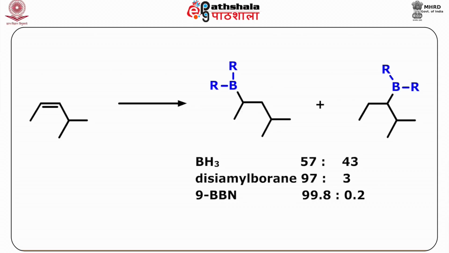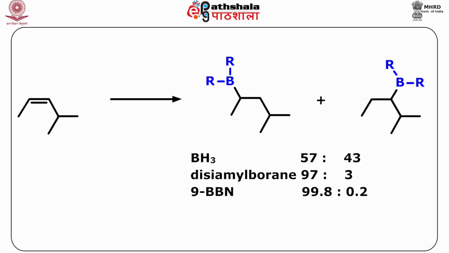You can see here with BH3 it is 57% of the first product and 43% of the second. So the second is also in quite a predominant amount, and as you go from disiamylborane to 9-BBN, the percentage varies: you get 97:3 for disiamylborane, and you get 99.8%, the exclusive anti-Markovnikov addition product, in the case of 9-BBN. So this clearly tells you that steric effects are quite important in deciding the addition of the reagent in a manner which is anti-Markovnikov.